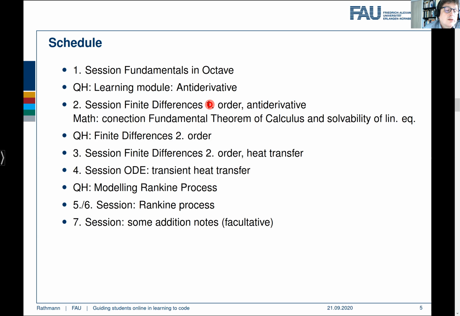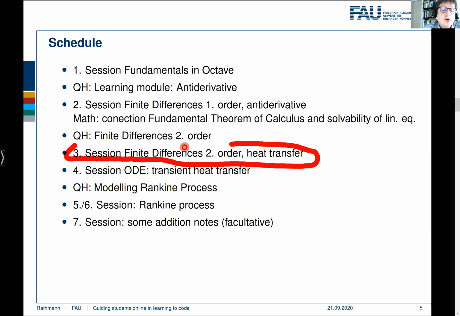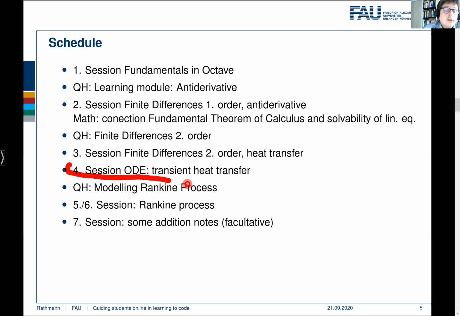Then we have seen we have to go a bit slower. That's why we shifted the second order differences into the third session, and then we tried to solve the static heat transfer. And then we added the transient heat transfer using the ODE functions like ODE23 or ODE23s. And then we start with the final project, the Rankine process.